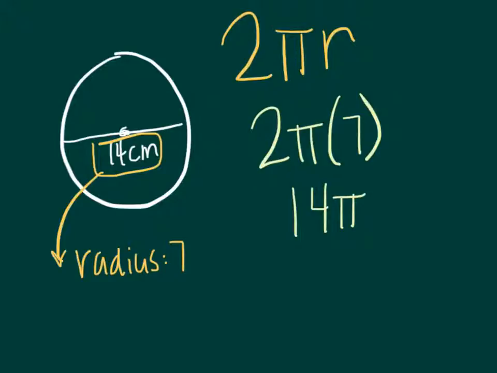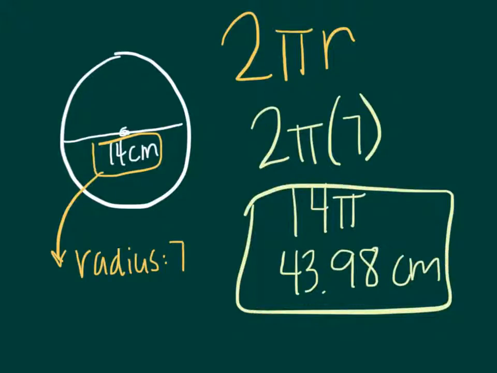If you choose to type that into your calculator, 14 pi is 43.98, and that would be centimeters. Either one of these would be great.